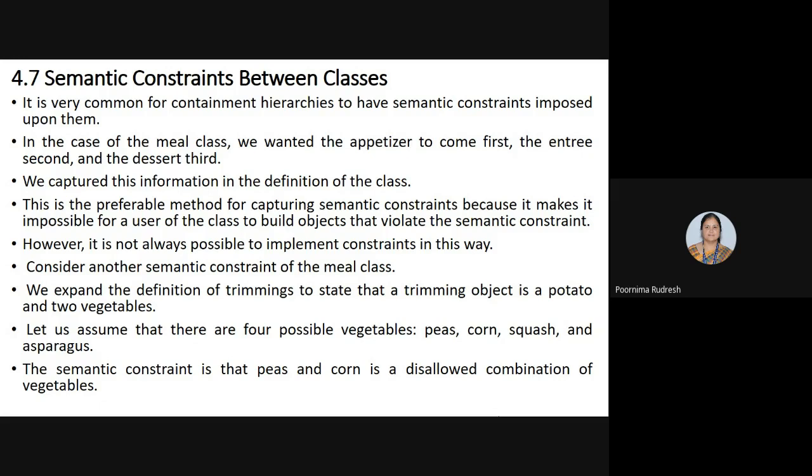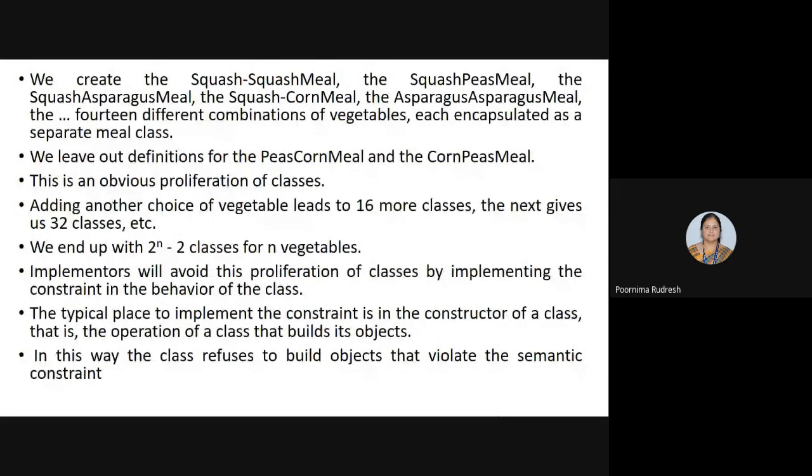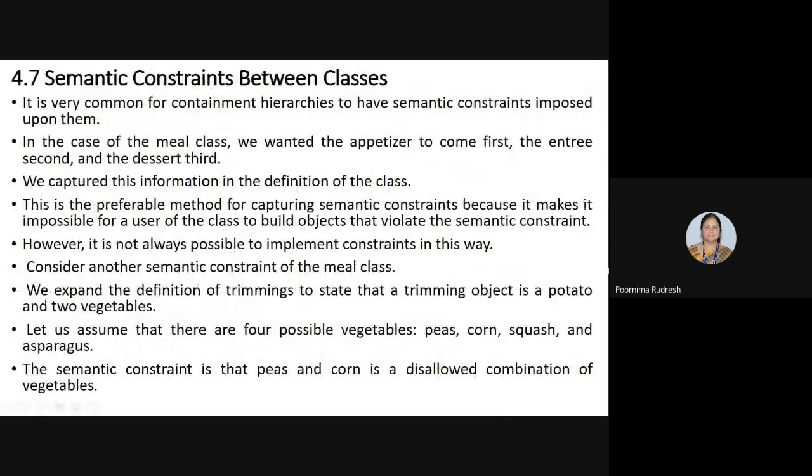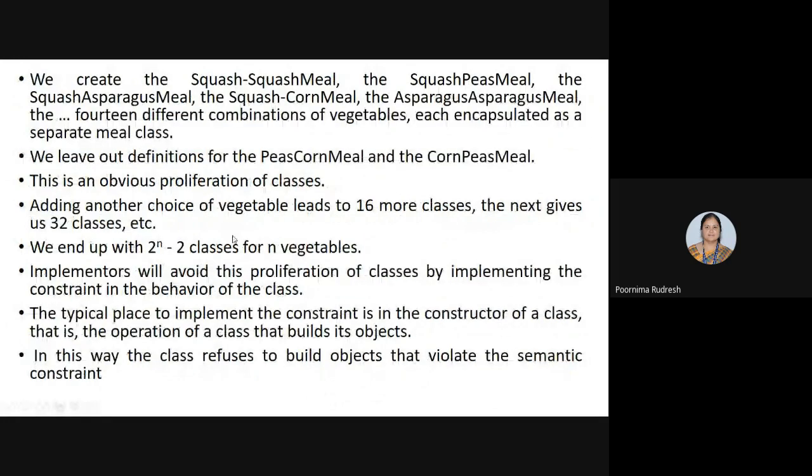So based on the given constraint, what is the constraint they have given? Peas and corn should not be put in the same one. Okay, we should not have the combination of peas and corn. We have to avoid that combination. So by avoiding that combination, we are going to create a number of different classes. Like we can have the squash meal. Means here the condition given is we need to have two vegetables, right? We need to have the two vegetables. The two vegetables may be the same one, squash and squash, or peas and peas, corn and corn, like that. So here we are going to have a number of different classes, right?